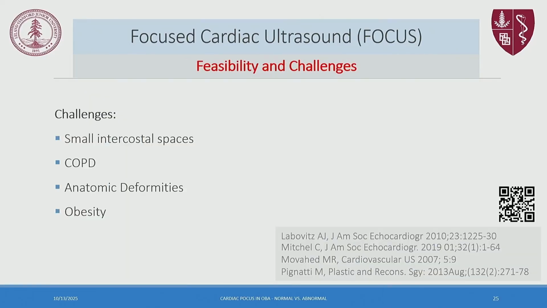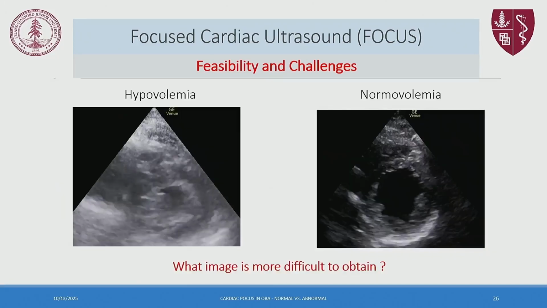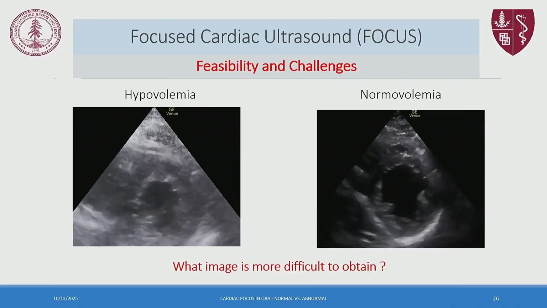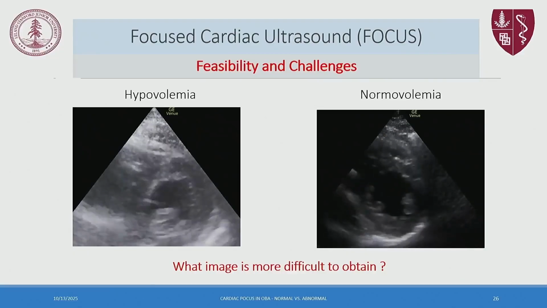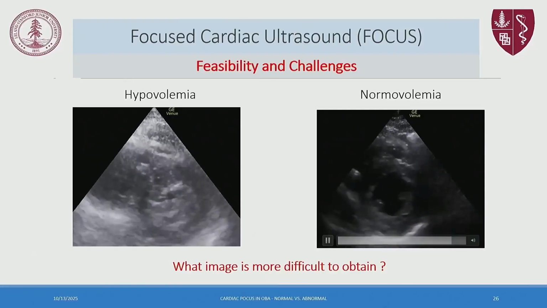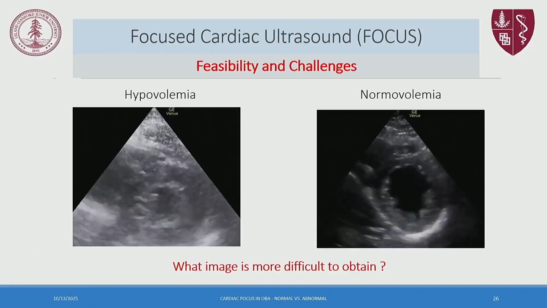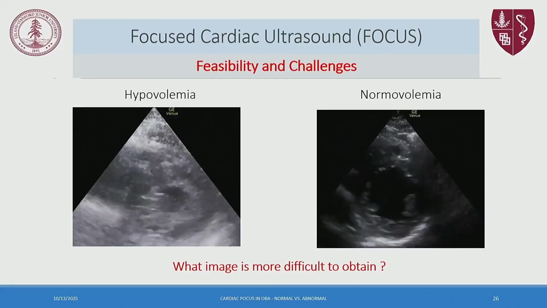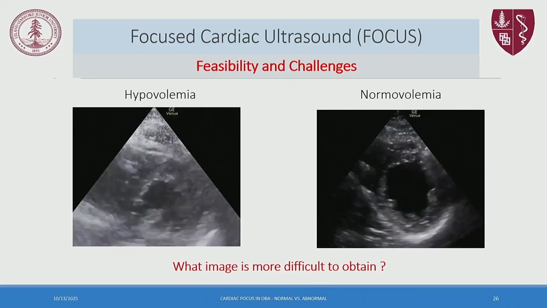Of course, there are challenges, and we know that performing a TTE can be challenging when you have small intercostal spaces, in a patient with COPD, with anatomic deformities, or with obesity. But what image do you think will be more difficult to obtain? The patient with hypovolemia or this one? And I can tell you, the patient with hypovolemia. This is a frequent indication for us. When a patient is bleeding, we put the probe on.